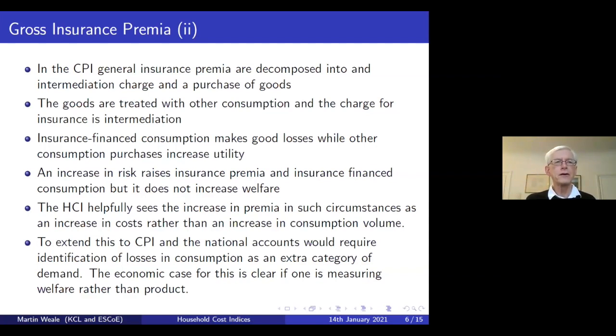Now, if this approach were to be extended to the consumer price index and the national accounts, that would require identification of losses in consumption as an extra category of demand. There is perhaps quite a good argument for saying that it would be nice to do that, but nevertheless, I don't think it is seen as anyone's priority. Nevertheless, the economic case for doing so is clear if you want to measure welfare rather than product. And of course, the national accounts were set up to measure product, gross domestic product, rather than to measure welfare. Welfare and product are different things.